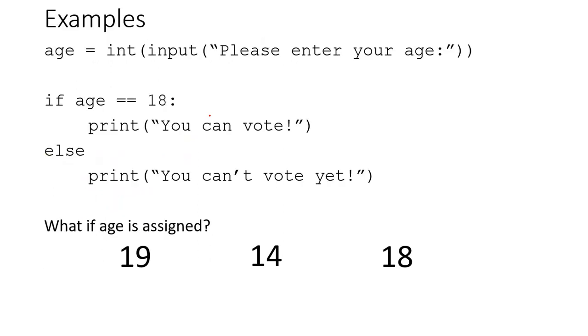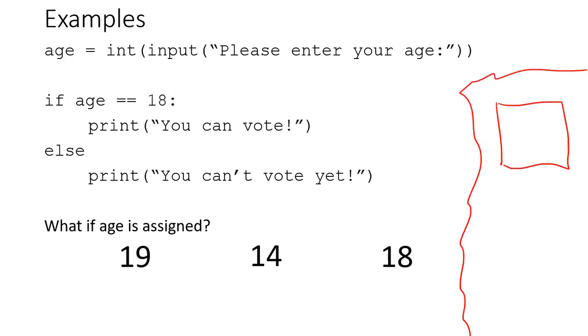So I've got age equals int input, please enter your age. Let's assume that they type in 19 for age. Now remember what happens. In our computer's memory, there's a box formed for age, and we're going to place 19 in there. The first thing it's going to do is check its if statement. It's going to say, if age, oh, what's age? It's going to look in its box and go, oh yeah, age is 19. Then it's going to ask itself, and remember, this is checking for equality, is 19 equal to 18? No, right? 19 is not equal to 18. So we will not run what's inside the if statement. We're going to run what's inside the else. So we will display, you can't vote yet.